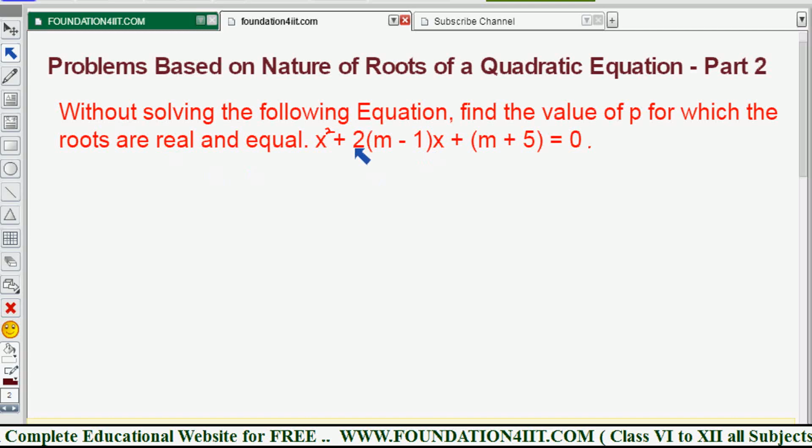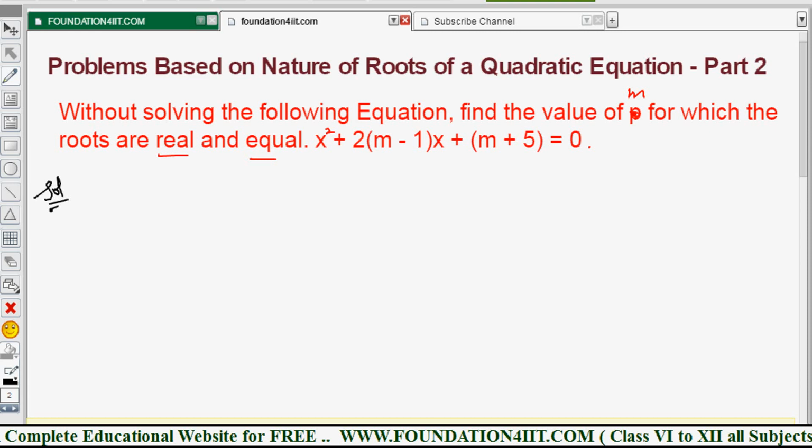So here the x square coefficient is 1, but the x coefficient is 2 into m minus 1, and the constant is m plus 5. So without solving the equation, we need to find the value of, sorry, the m value. We need to find out the value of m for which the roots are real and equal. So according to the problem, we know the discriminant concept.